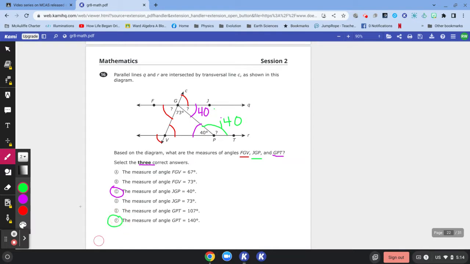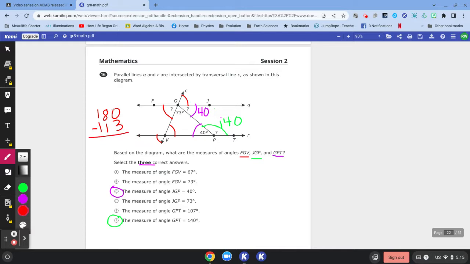Now we've got two down, one to go. And that one is this angle here, this red one. All right, so if this is 40 and that's 73, together that makes 113. So this one has to be 180 minus 113. So what's 180 minus 113?